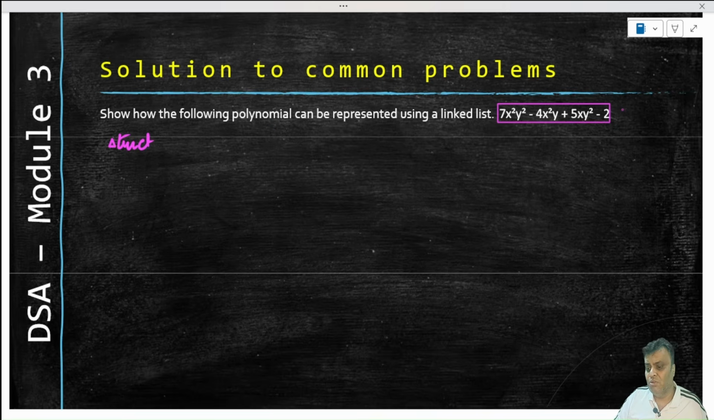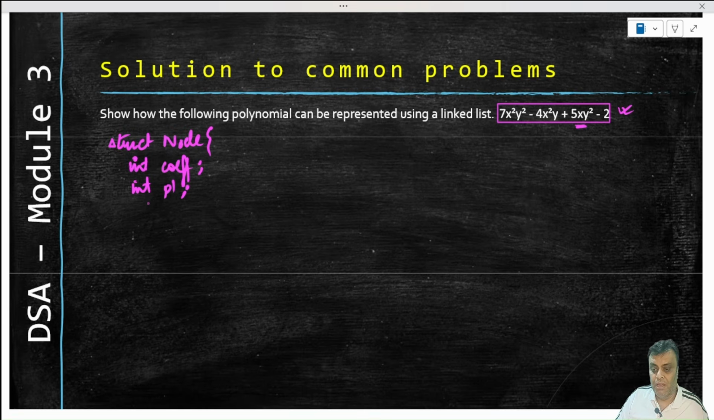In fact, here you don't need to, because there are multiple powers. You can't validate both the powers, right? At least x is in descending order, so that is okay. So struct node, and then you will say that int coefficient, and then you should be having int p1 for the first power and int p2 for y's power.